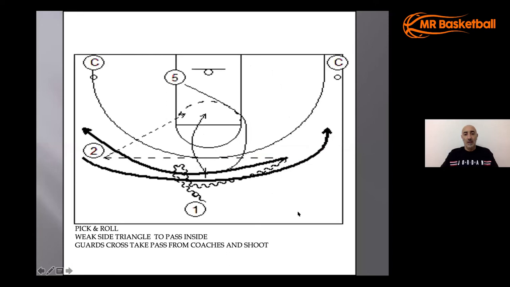Again, the same thing. We're using a middle ball screen this time. Okay, big guy flashes up top, sets a middle pick and roll. We cannot pass inside. We reverse the ball and we create a weak side triangle now. So number two is at the back of the defense now. So we hit him, he passes inside, and again, the two guards will cross, receive a pass from the coaches and execute.